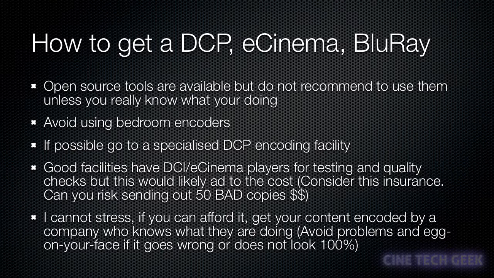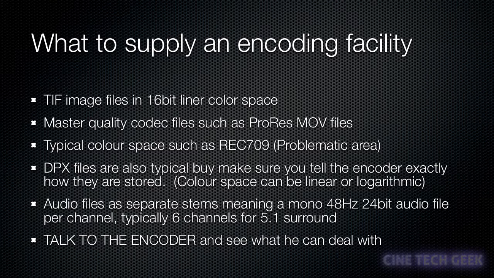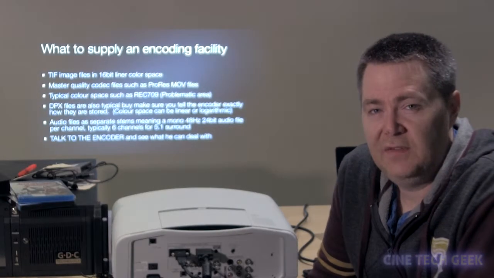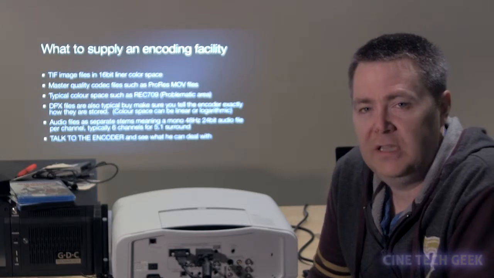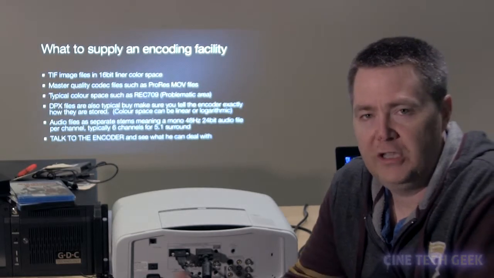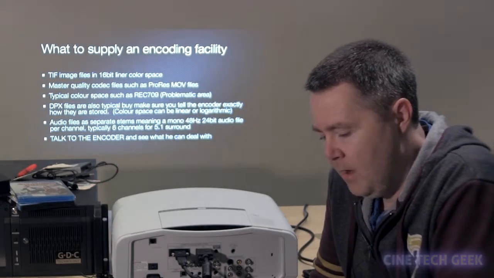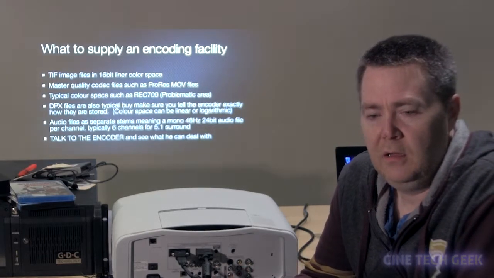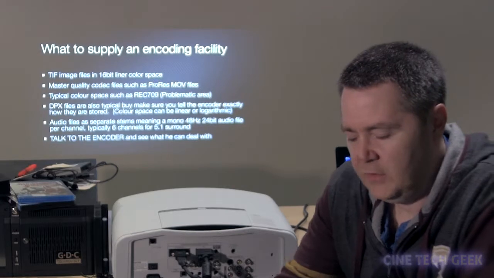So, next page. What to supply an encoding facility. Well, a DCDM, or digital cinema digital master. The standard for that is 16-bit TIFFs and audio stems, like a mono track per channel of audio. That's a standardized version of how to distribute.